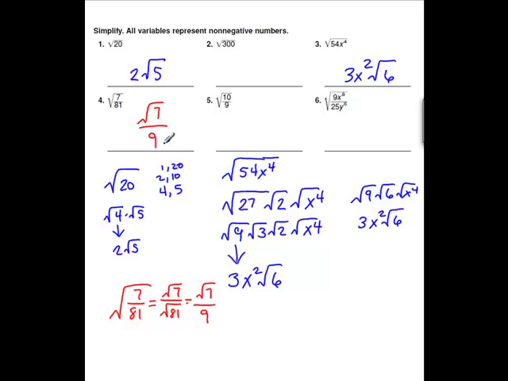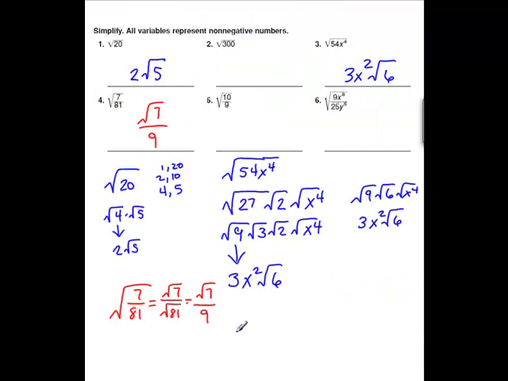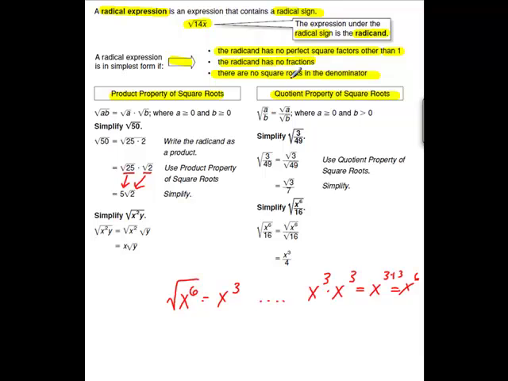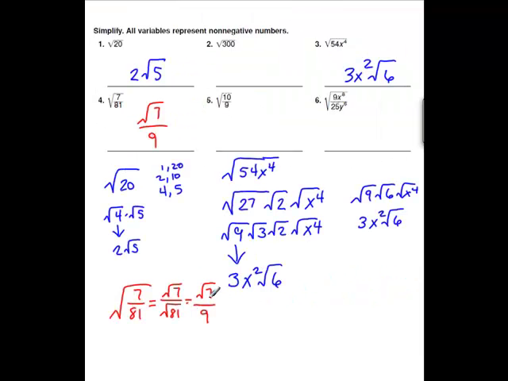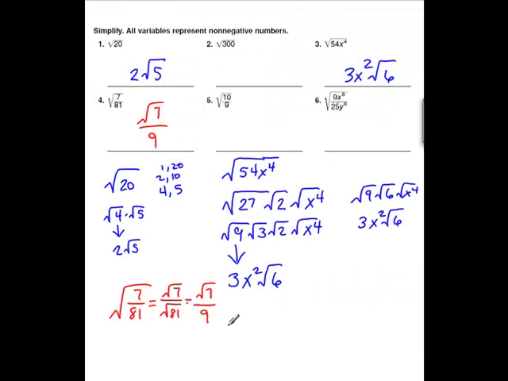And we can kind of go back and think about the rules that we talked about. The radicand has no perfect square factors other than 1. Well, that's true because the radicand's 7. We know that the radicand has no fractions. That's also true because it's 7. And we know that there are no square roots in the denominator. That's true because we just have the number 9. So we can do this, and let's do number 6.